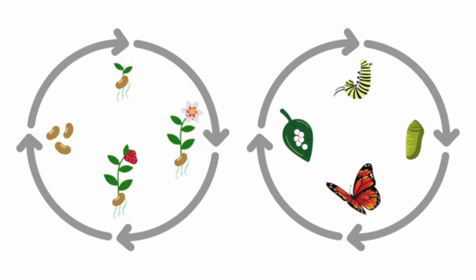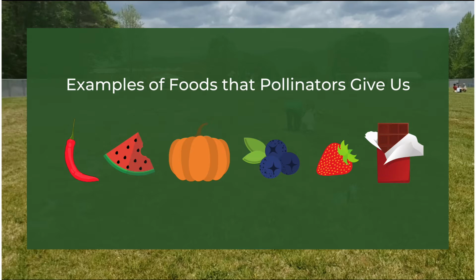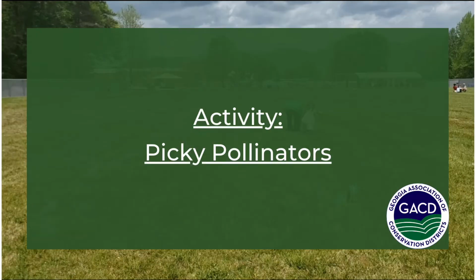Students should understand that our pollinators have life cycles just like our plants do, and those life cycles depend on each other. Our pollinators need plants to survive, and we need our pollinators to get the foods that we like to eat. Now let's explore what foods pollinators like to eat, because some of them can be pretty picky.